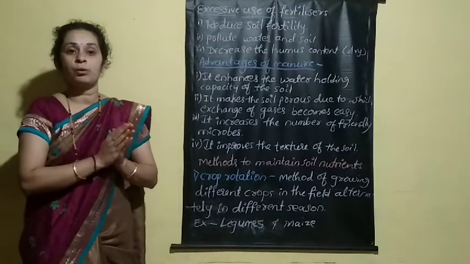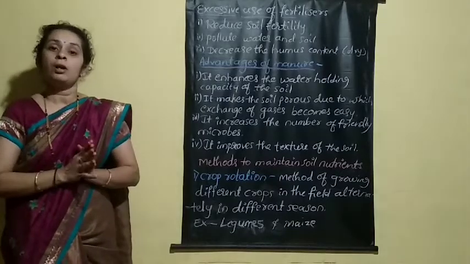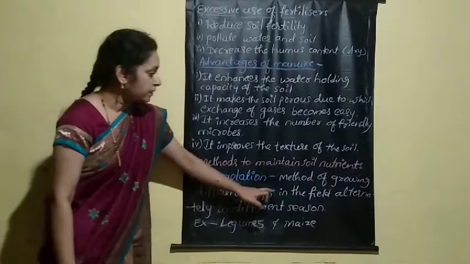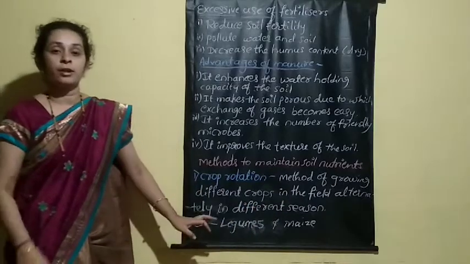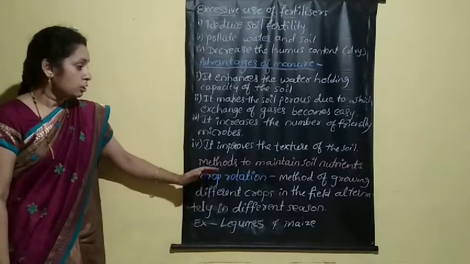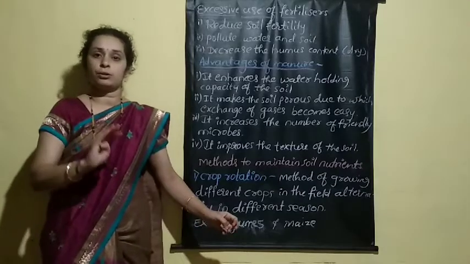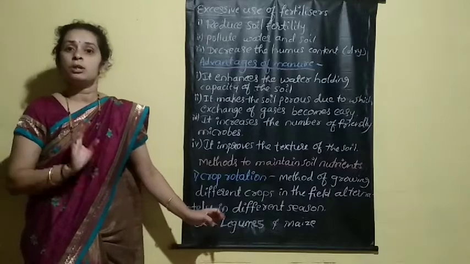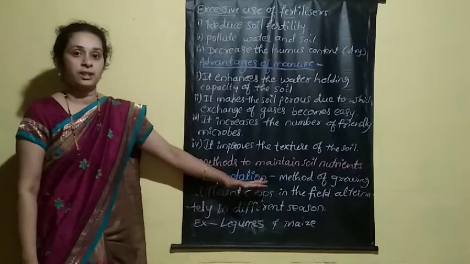In one season, they will grow one crop in the field, and in another season, they will grow another crop. It is the method of growing different crops in the field alternately in different seasons. According to the season, they change the crop. It helps to maintain the soil nutrients. Again, there are different methods. Mixed cropping and multiple cropping are methods used to maintain soil fertility. But in detail, we have discussed only the crop rotation method.